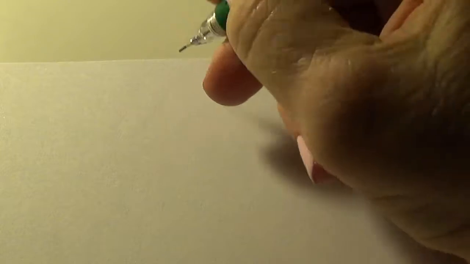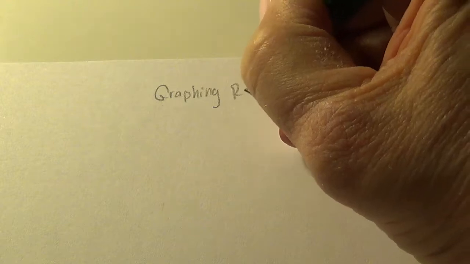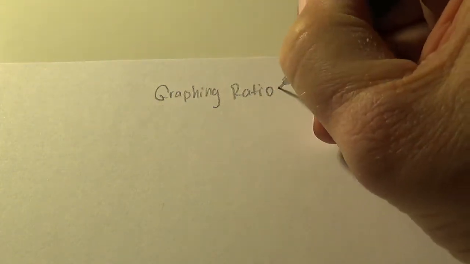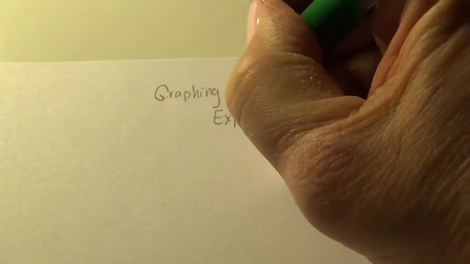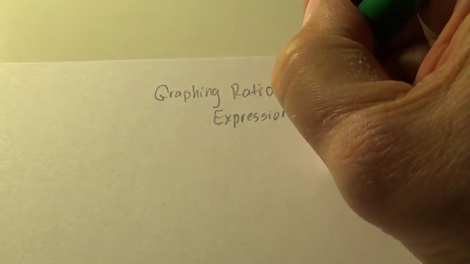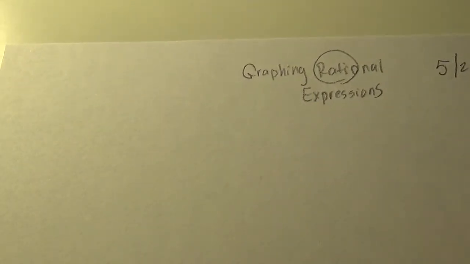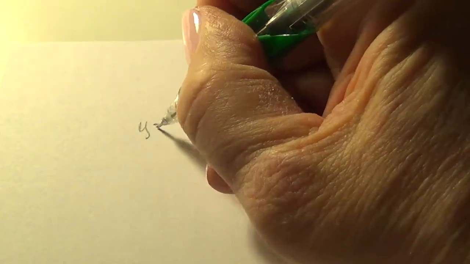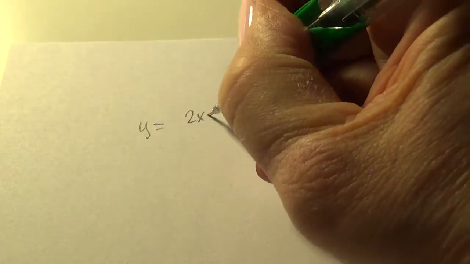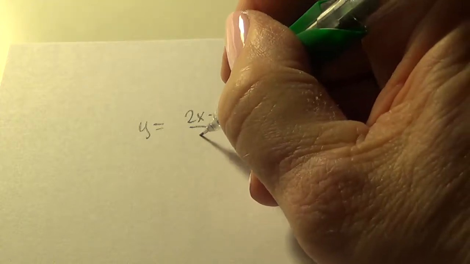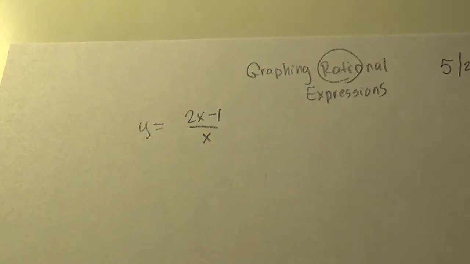Okay, here we go. Monday, that's the 22nd, and we're watching a video where we are graphing rational expressions again. The word ratio reminds you that a rational expression is a ratio or a fraction. It has an algebraic expression in the numerator and in the denominator. So that's a rational expression.